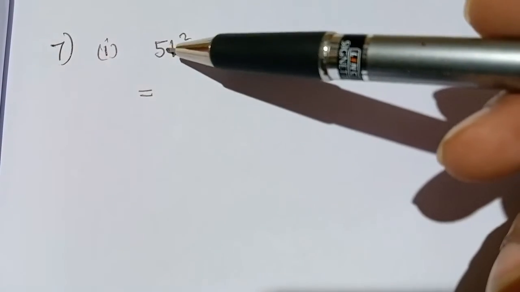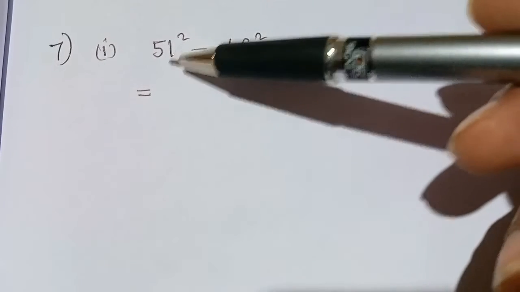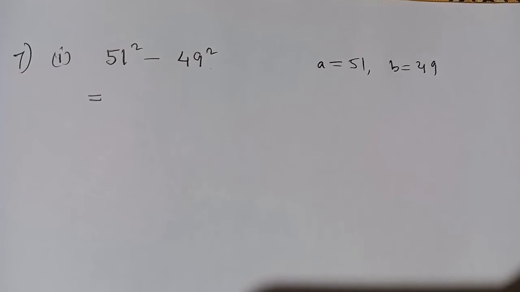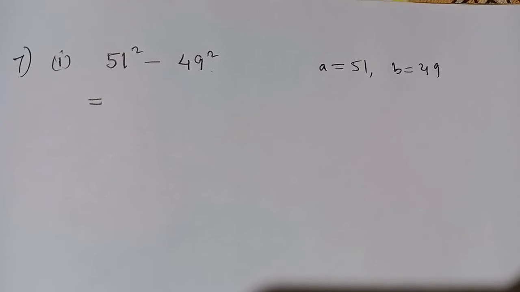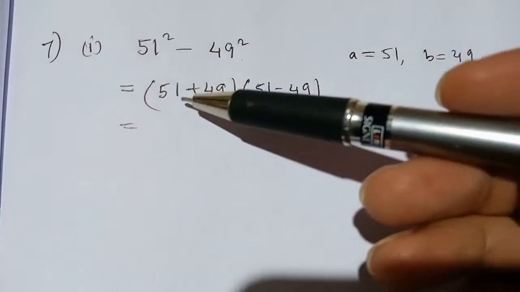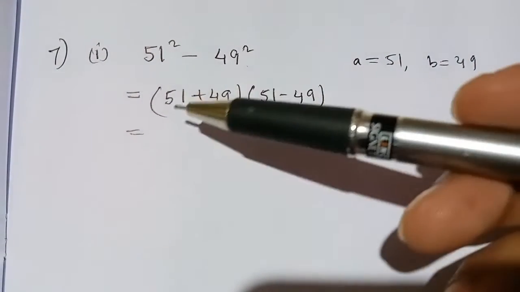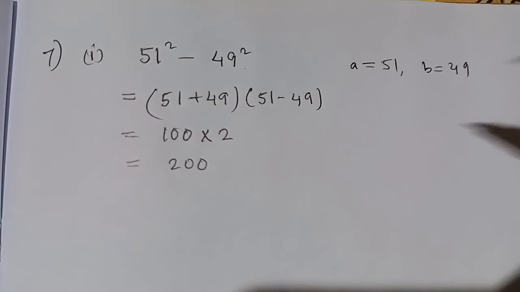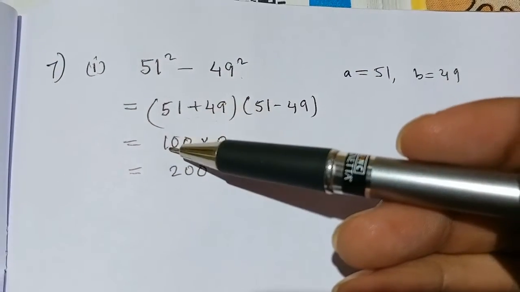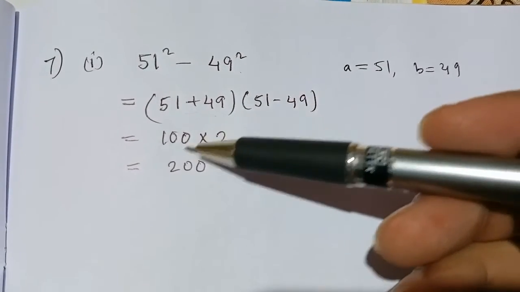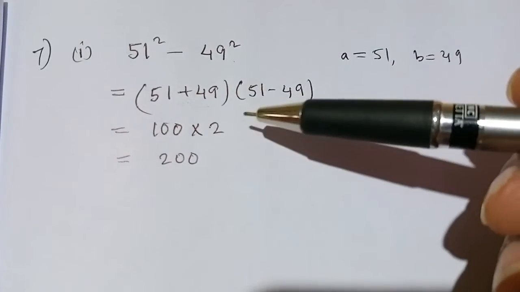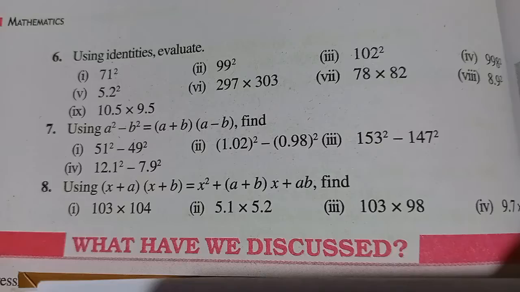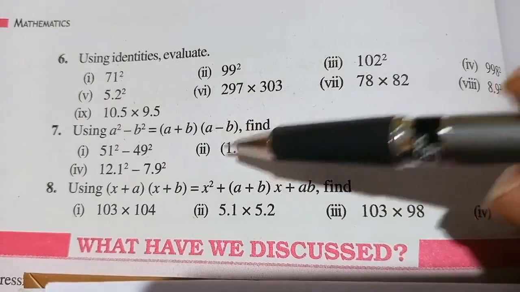So it is what? A square minus B square. 51 is A, 49 is B, right? Understood? Now I will apply the formula: A plus B into A minus B. Now here we'll add, and here we'll subtract. See, the addition is 100 and the subtraction is 2. So 100 into 2, that is 200. So simple. See, by using the formula it becomes so simple. Understood?